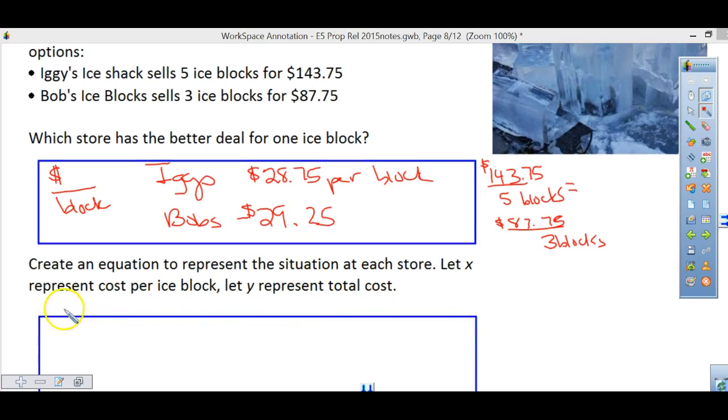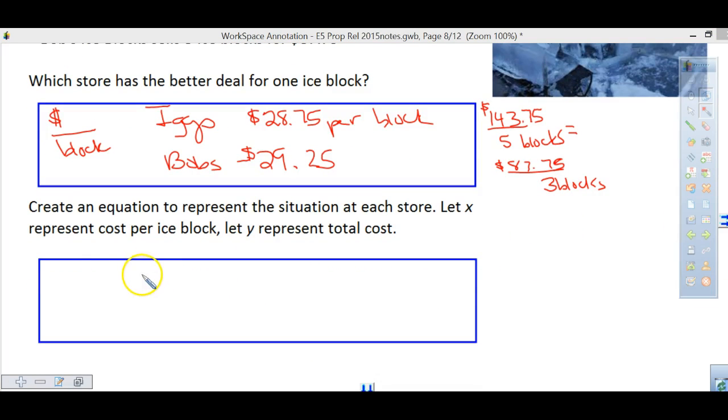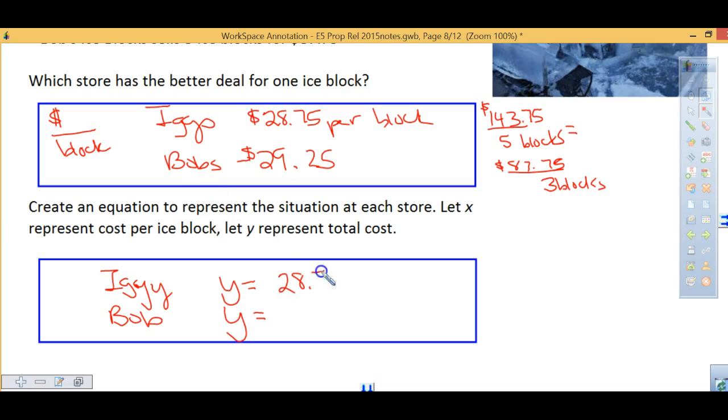It asks you to write an equation. X is the block, Y is the total cost. So I'd like you to do that and then pause the video. We're going to do one for Iggy. We're going to do one for Bob. Should be Y equals rate of change, 28.75x, 29.75x. If people are having a hard time getting these written down, please pause the video so that they can get them written down.